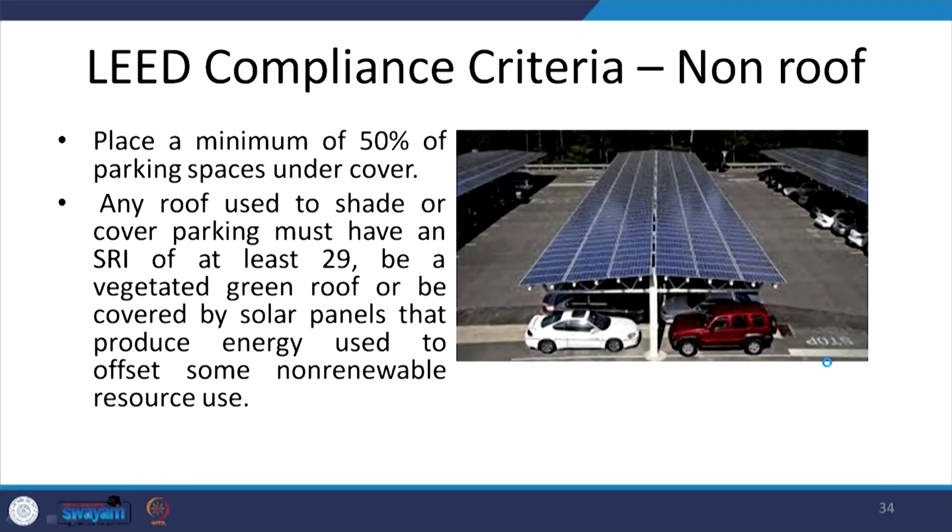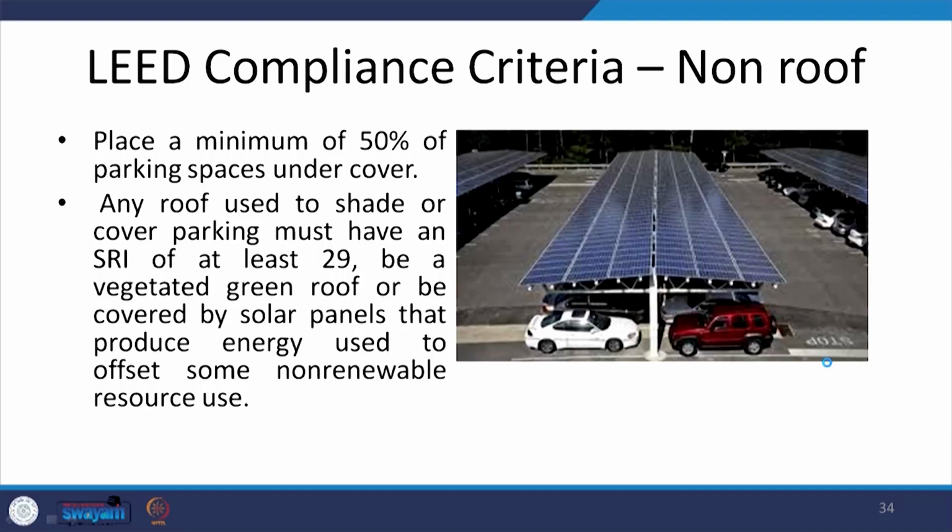We should not be using very high SRI values on non-roof components. Some of the strategies are mentioned in these green building rating systems. Here I am taking an example of LEED compliance criteria, but there are different credits and different compliance options in other green building rating programs as well. This is just to give an example of what green building rating systems are talking about.